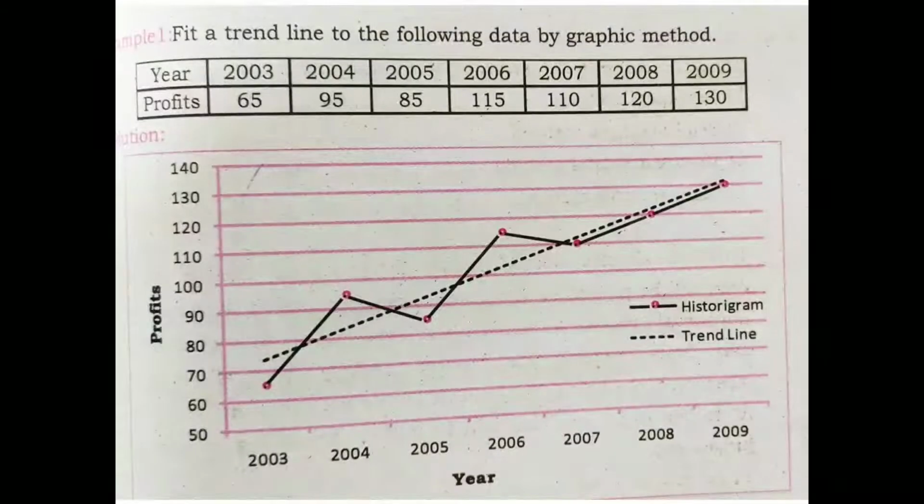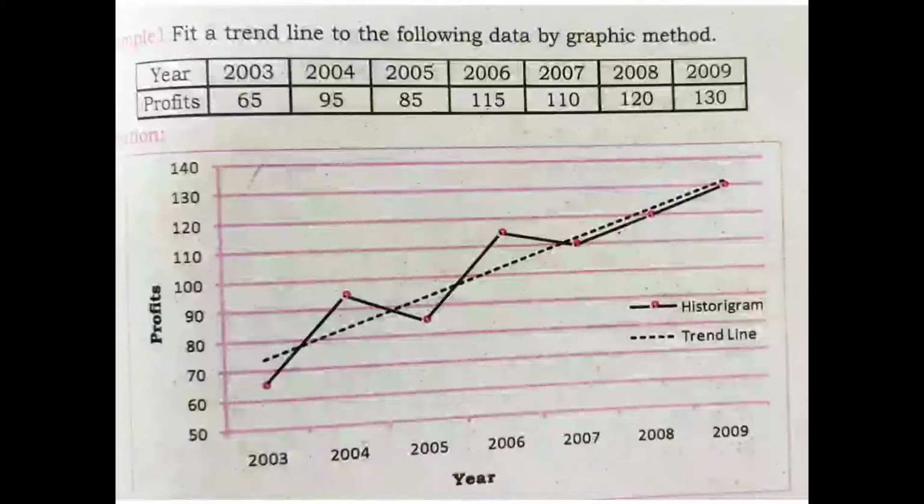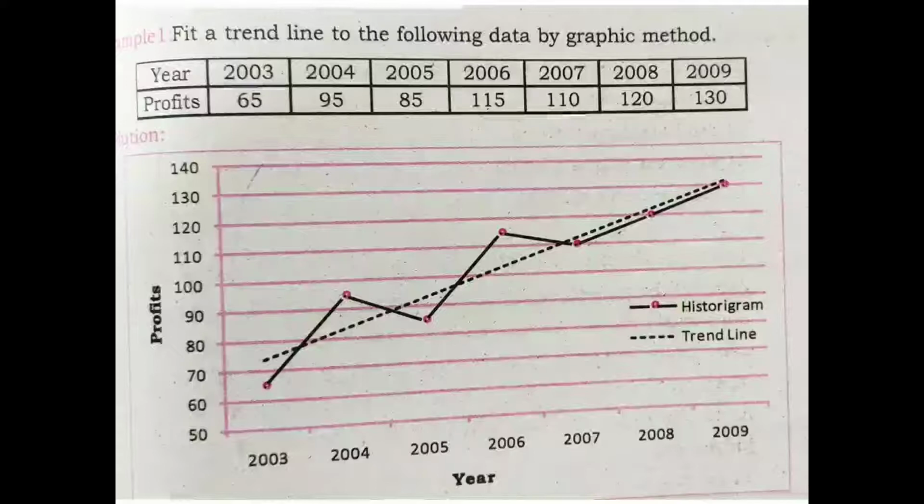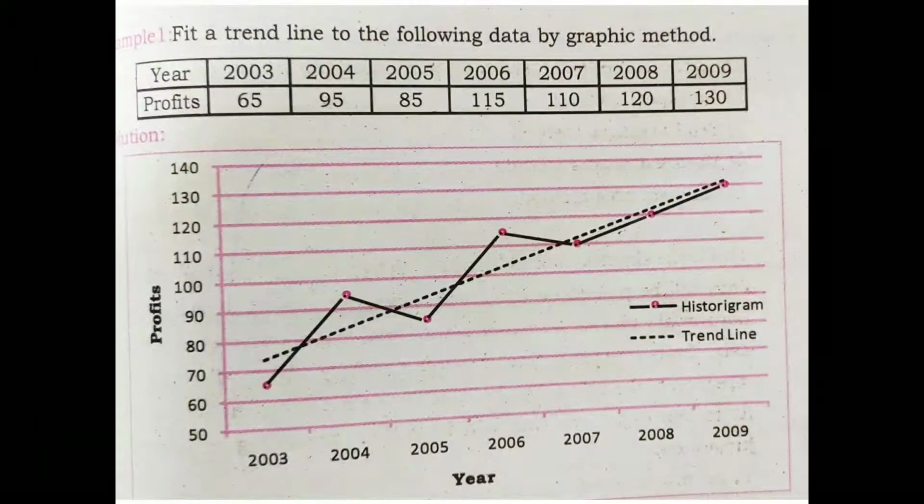First draw the histogram. You can see the representation given. The histogram is represented by straight lines, with a dark dot in the middle, and then the trend line is the dotted line. When you draw the trend line, you need to observe three points. First, the curve should be smooth. First plot the points, then join the points, then draw the curve or the straight line as the trend line.